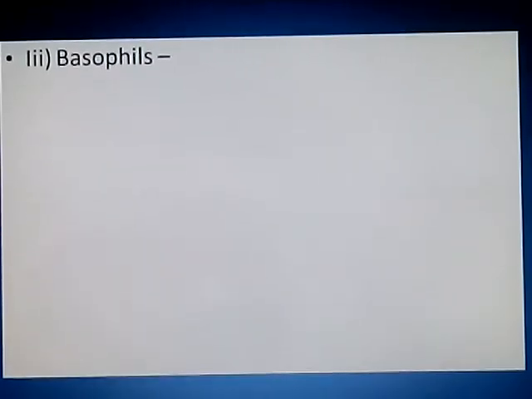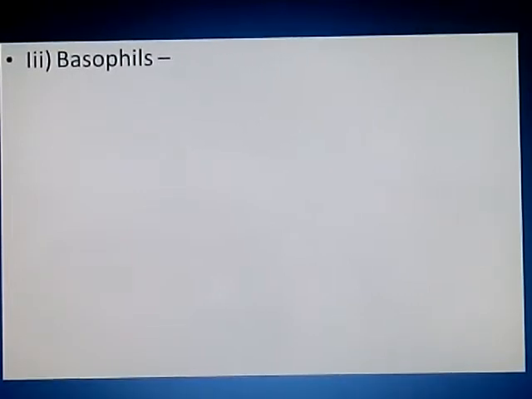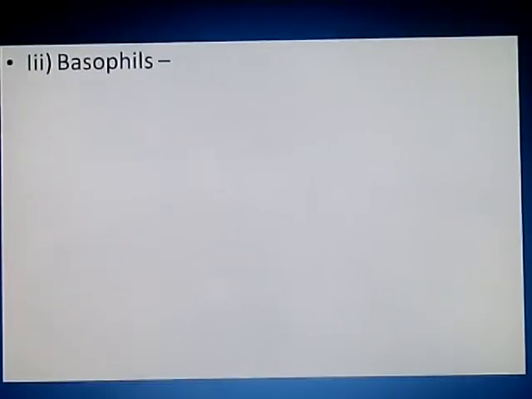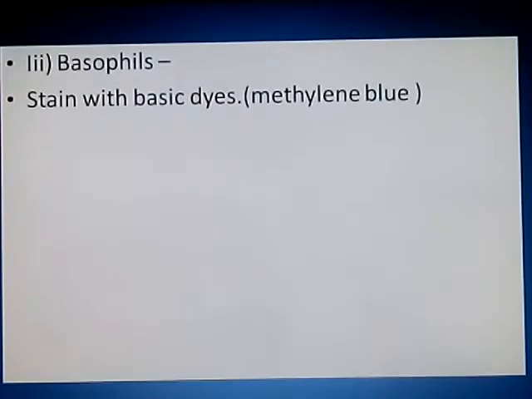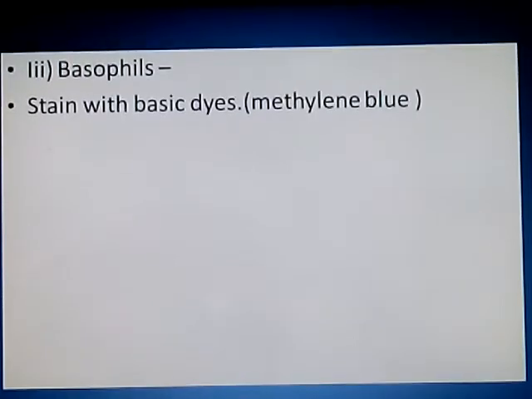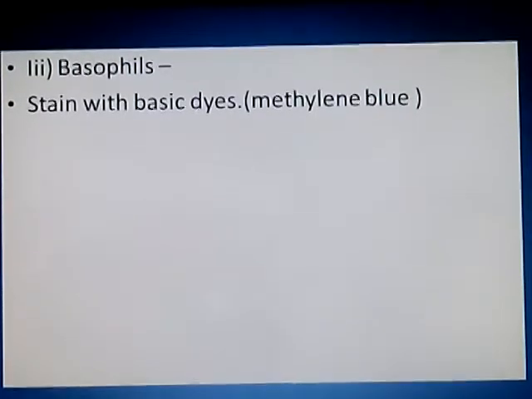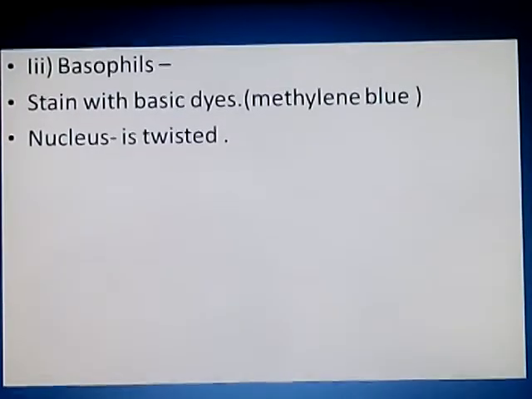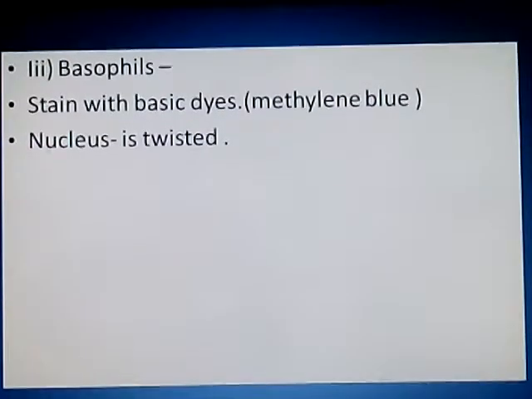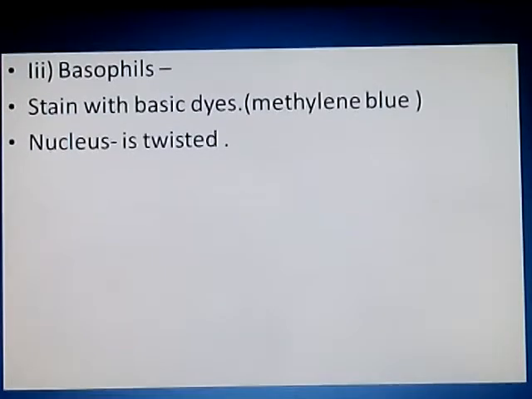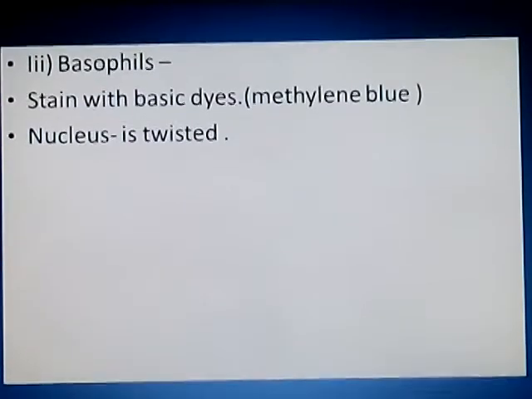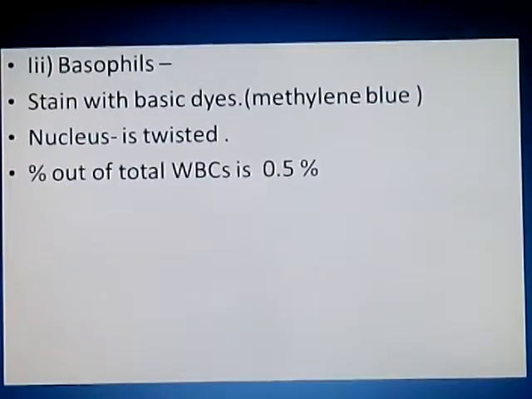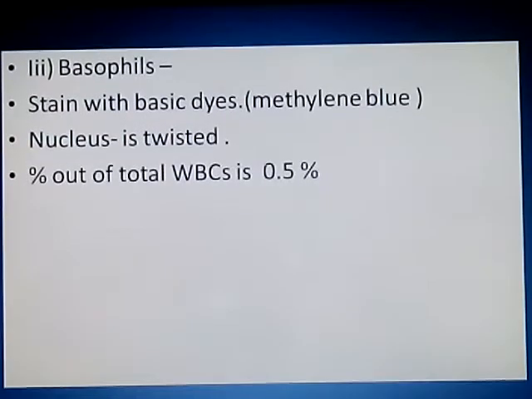Then the third type of granulocyte. This is the basophile. Why basophile? Because the cell can be stained with the help of basic dyes. And the example of the basic dye is methylene blue. So the cell is called a basophile. The nucleus of the basophile is twisted, so that it shows either a Z or S shape.